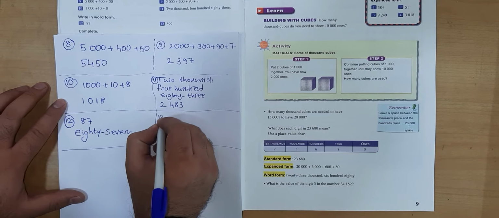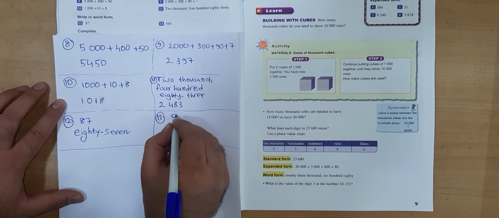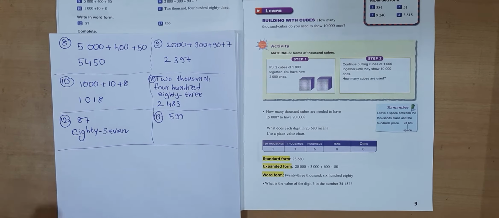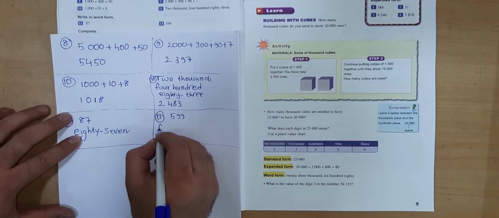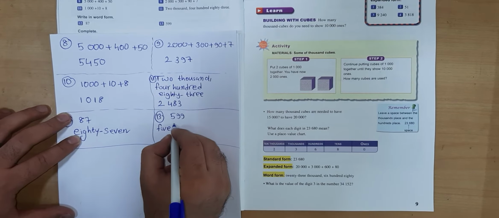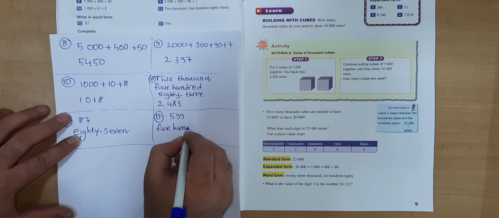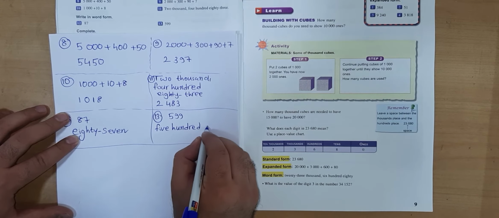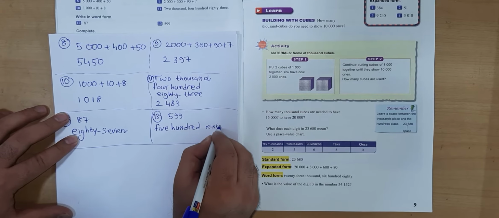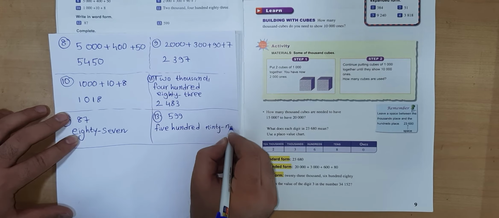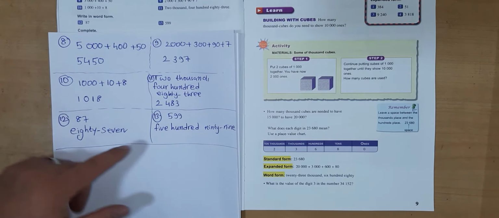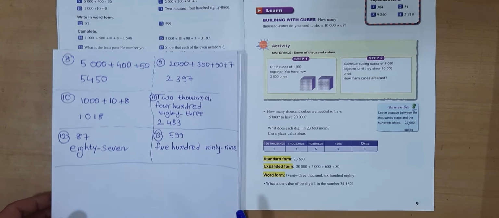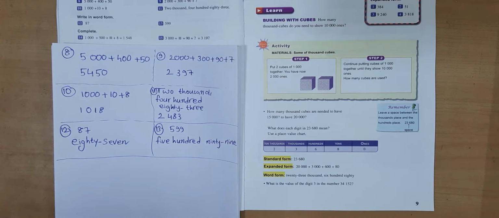Now, exercise number 13. The number is 599. Okay. 500. 599. The number is 599. Very good. Let's move on to the last two exercises.